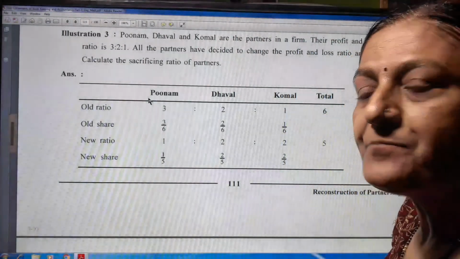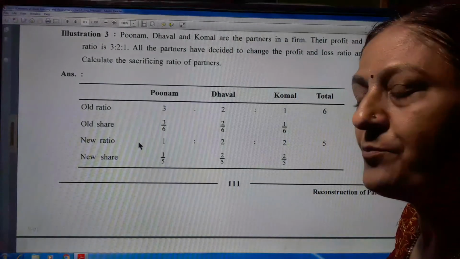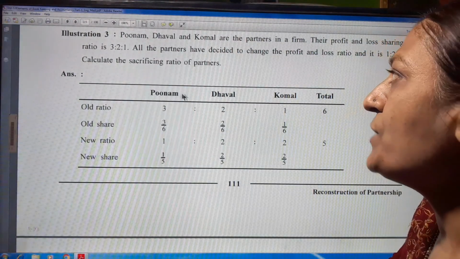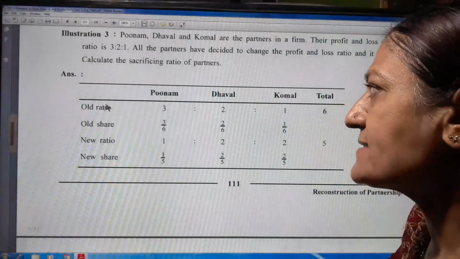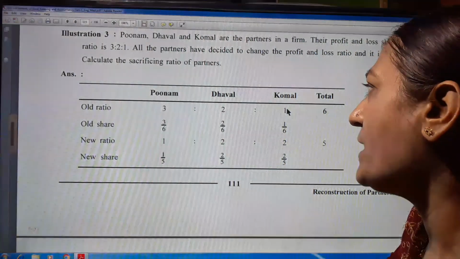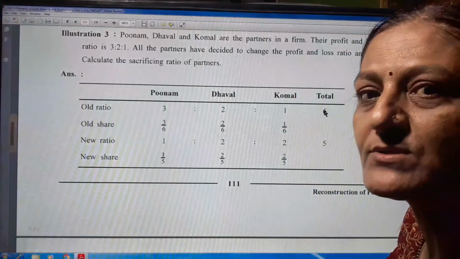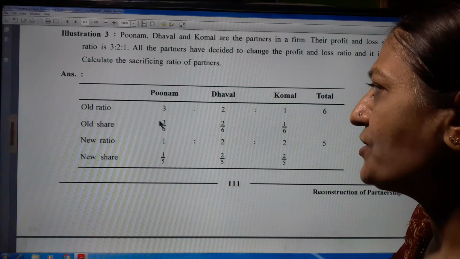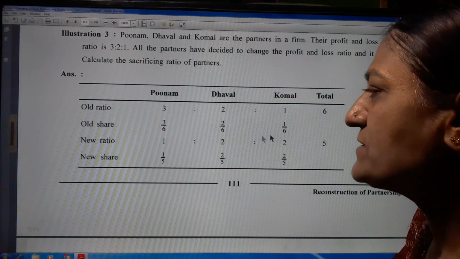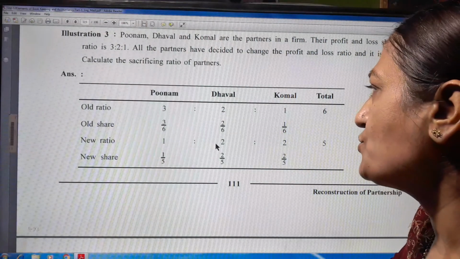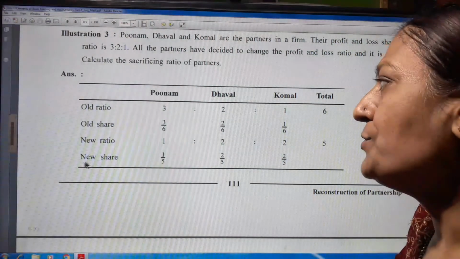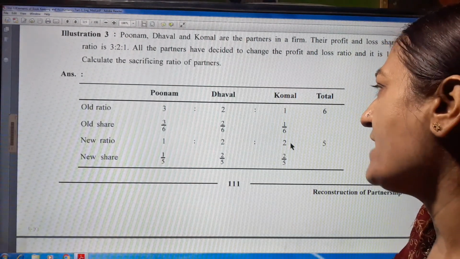First we write the old share, old ratio, and new share. Poonam, Dhaval and Komal are the 3 partners. Old ratio 3:2:1. 3 plus 2 plus 1 is equal to 6. Old share 3 upon 6, 2 upon 6 and 1 upon 6. New ratio 1:2:2, which makes 5. New share 1 by 5, 2 by 5 and 2 by 5.